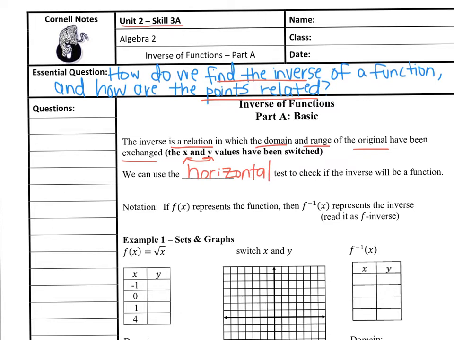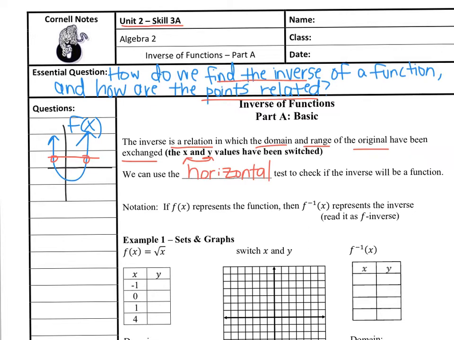Okay, so if I have a graph and we draw a parabola of f of x, then if I do the horizontal line test and draw a line this way, it hits 2 times, so it fails the horizontal line test, which means that the inverse would not be a function.